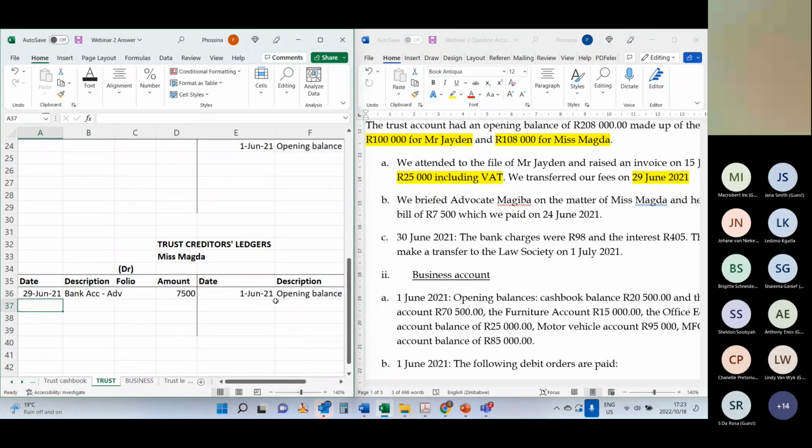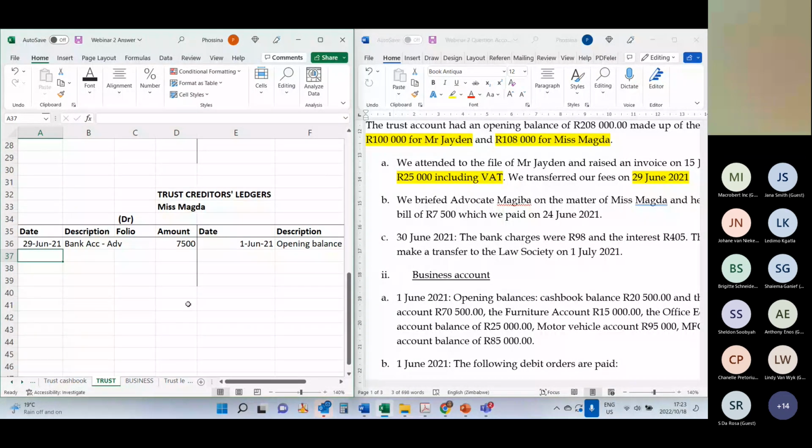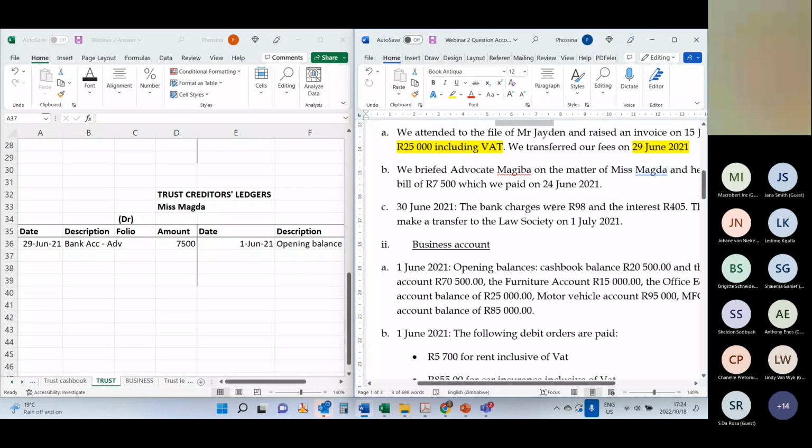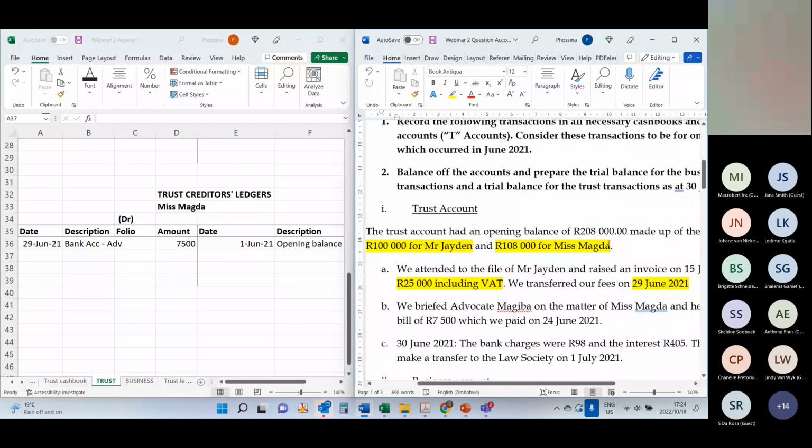We make sure that our double entry is complete. If you want to follow up with your folios, once you name an account in a transaction, you follow it up with the second leg of the transaction. Okay, so we've done part B, and part C says 30 June, bank charges were 98 and interest 408. So this is our trust account. You guys remember, it is not an overdrawn account. So interest given in a trust account is received by our bank account.